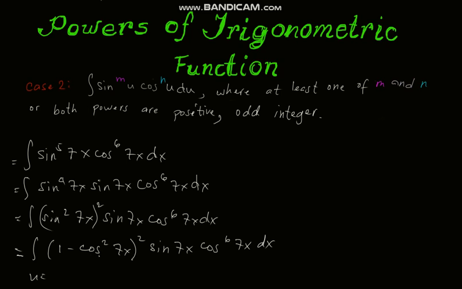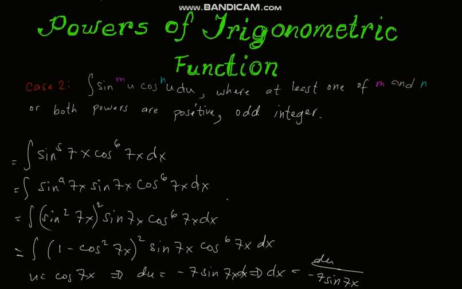So our u, we are going to assume that our u is cosine 7x, so that when we get the derivative of cosine 7x, we have sine, so we can cancel this out. So our du then is negative 7 sine 7x, and since we are going to isolate dx, we divide both sides by negative 7 sine 7x. So our dx is just du over negative 7 sine 7x.